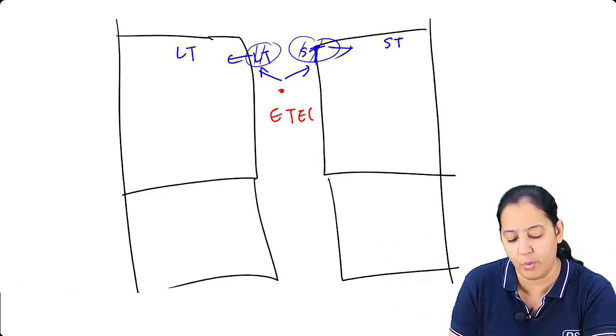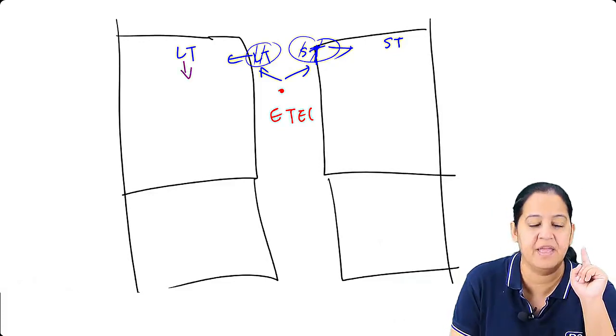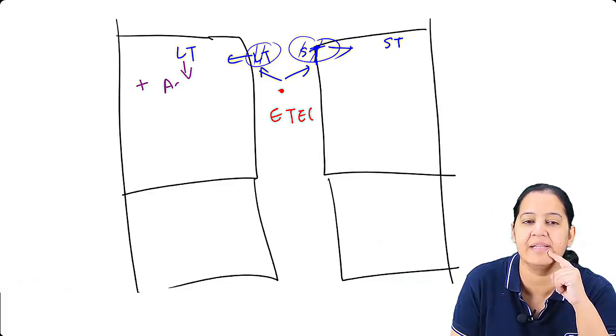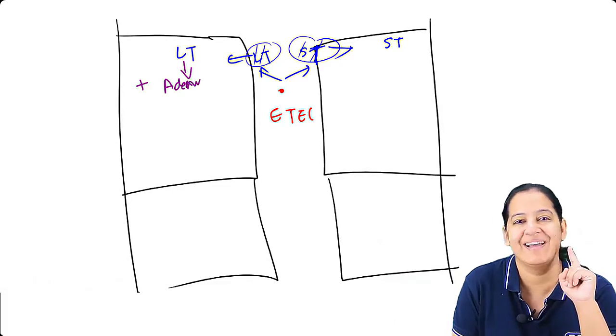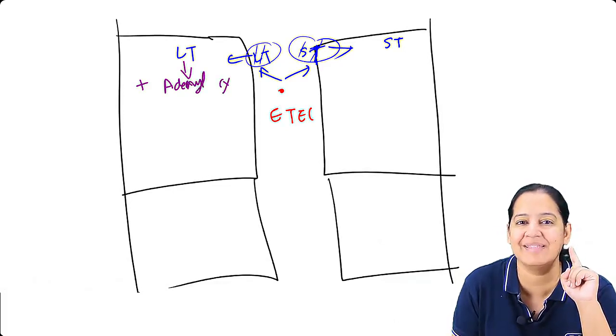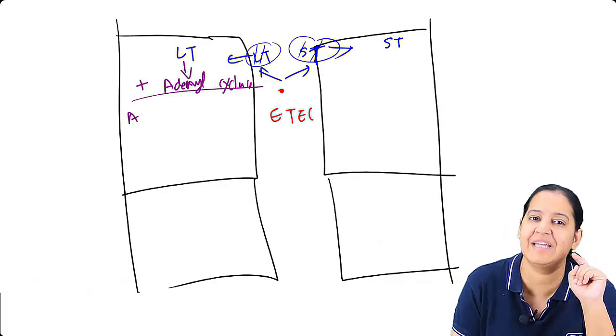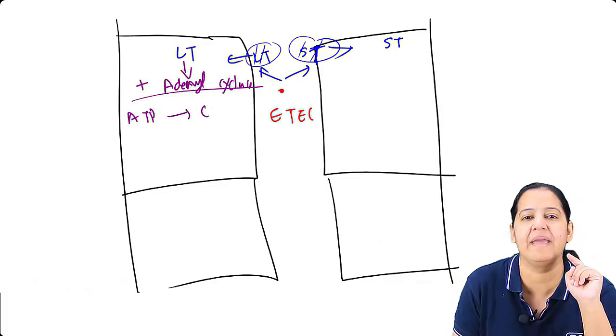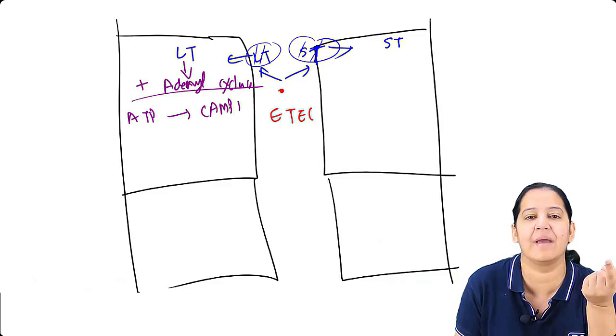LT, after going inside the cell, will stimulate an enzyme. The name of the enzyme is adenyl cyclase. You know that. Adenyl cyclase. What does adenyl cyclase do? You tell me. It will convert ATP to cyclic AMP. So more and more cyclic AMP is formed here.